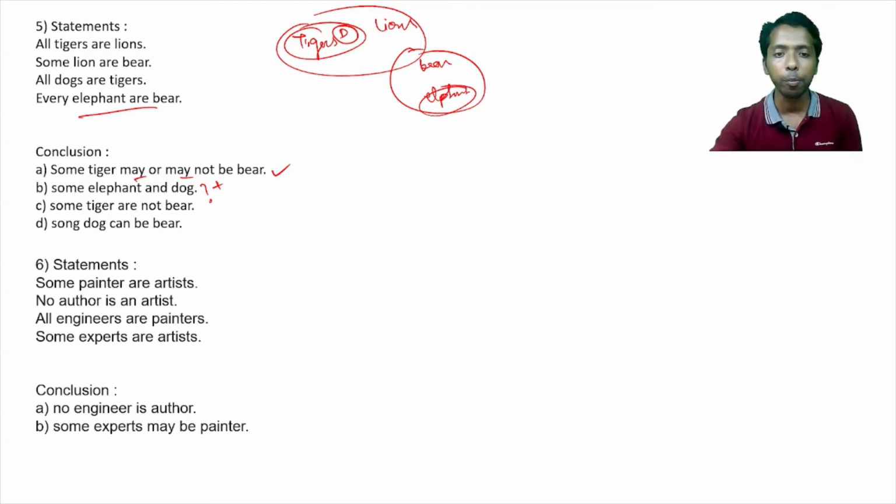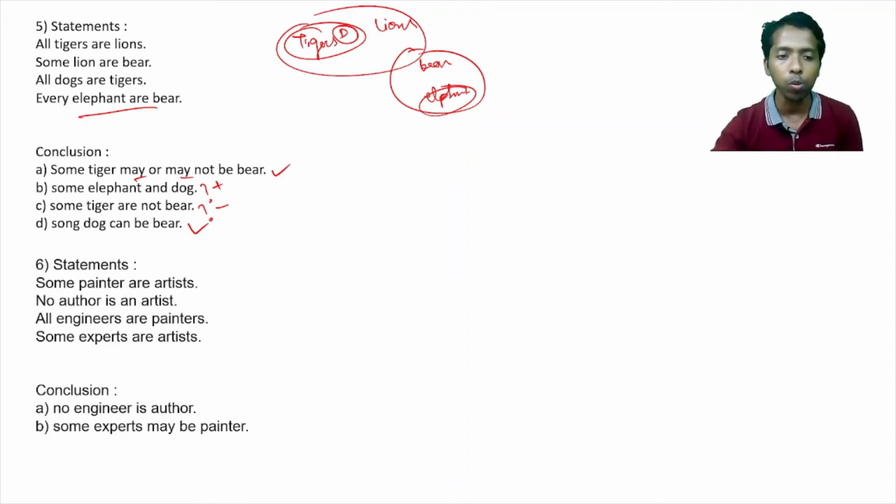Some tiger are not bear. Again, doubtful negative. Some dog can be bear. This is a possibility statement. Some dog can be bear. This is the correct one, right? This is again a possible case. So this is the correct one.